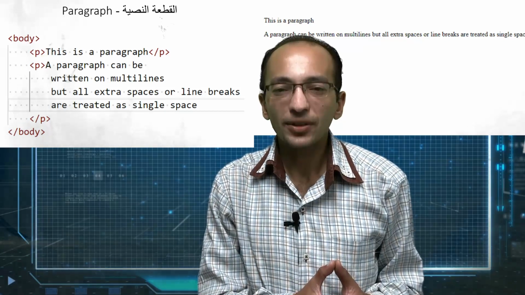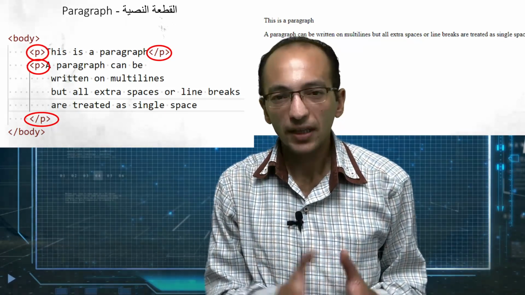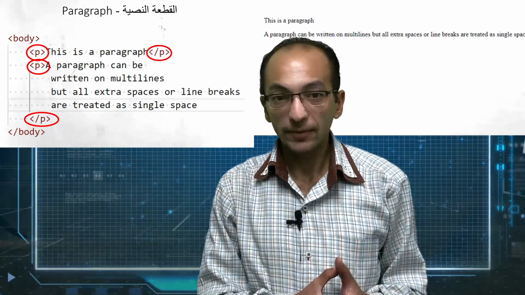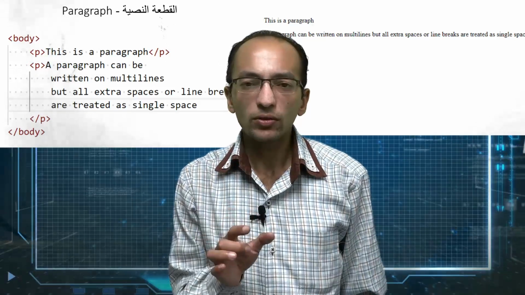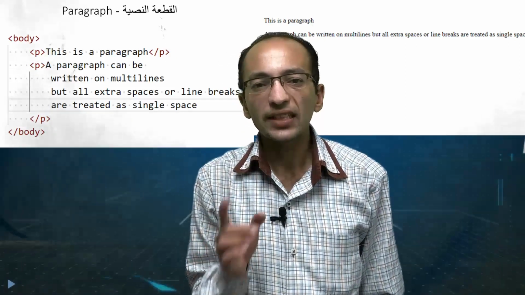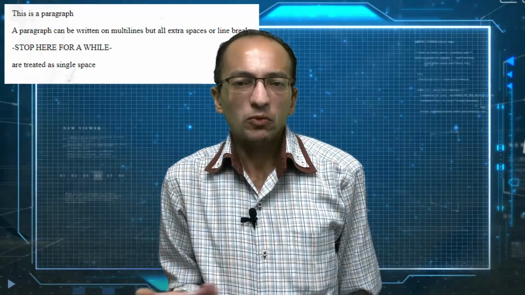And yes, as you expected, the tag is P. It has opening and closing tags. Note that a new line inside the paragraph in the source code would be displayed as a single space in the page. So what if I want to have multiple lines in a single paragraph? Like when we want to write a poem, for example. There is an empty tag called line break, or BR, and so it is a self-closing tag since it is an empty tag with no content.